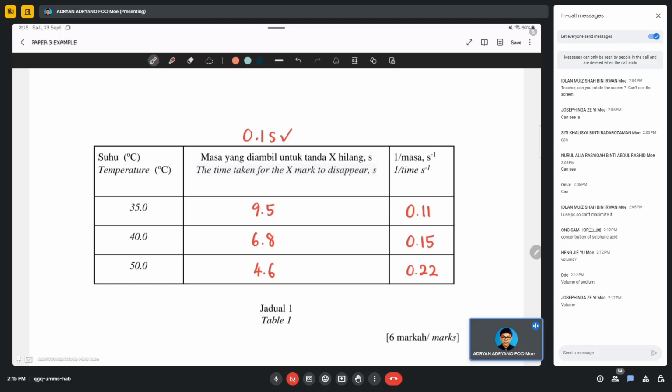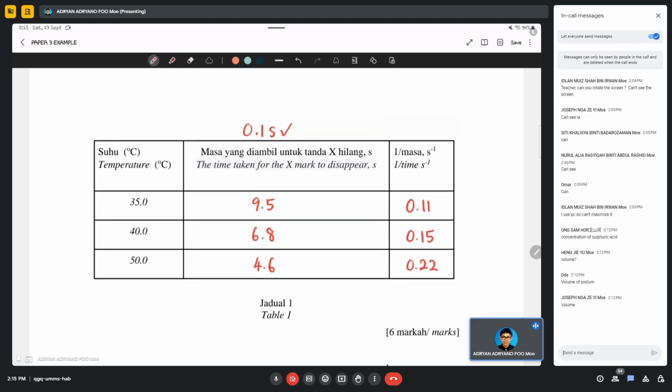Alright, so this is the answer. So you see like this you get 6 marks already.